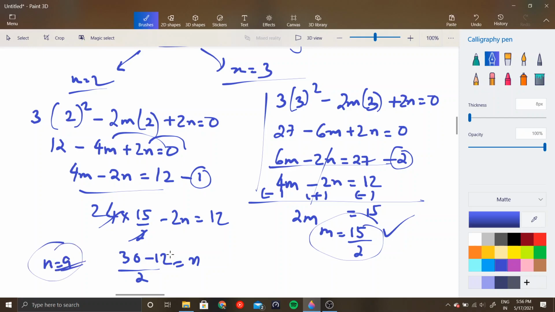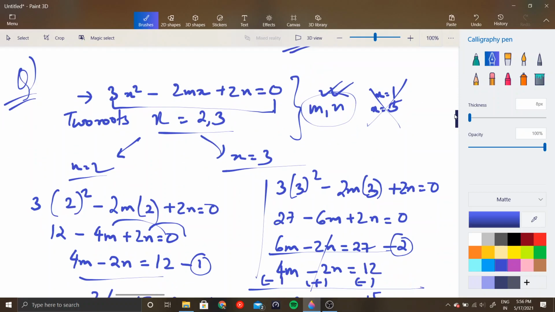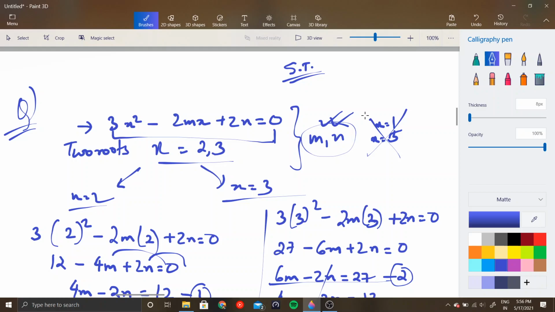Okay, so you just found the two unknowns. As far as your boards are concerned, if this question is asked in your boards, you will do it by this method. A short trick for this is that you don't need to do this entire thing. If you have understood the problem, you will just substitute the value of x and you will get the answer. You don't need to do so much when it comes to quickly finding the solution.